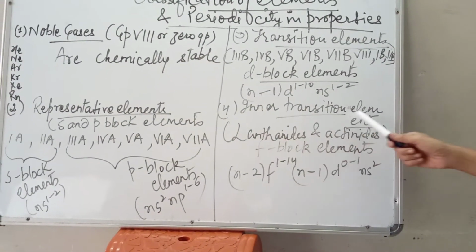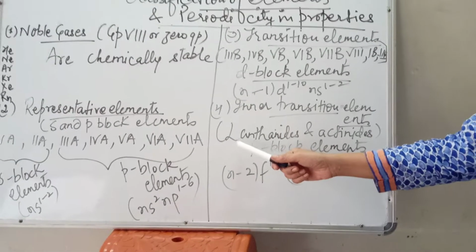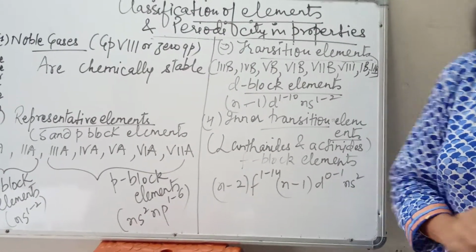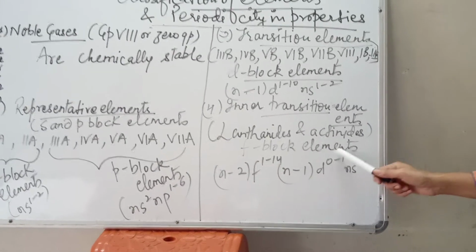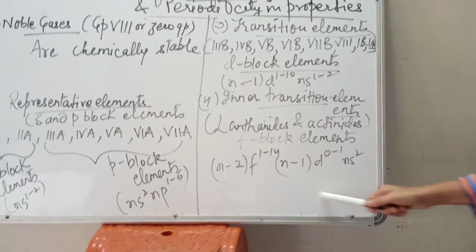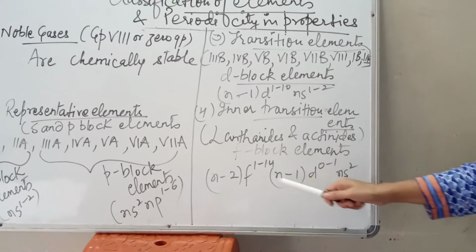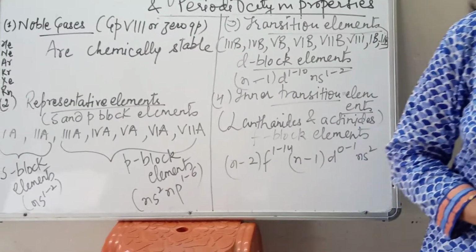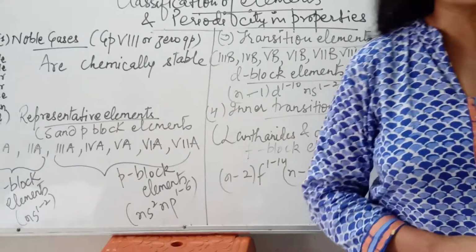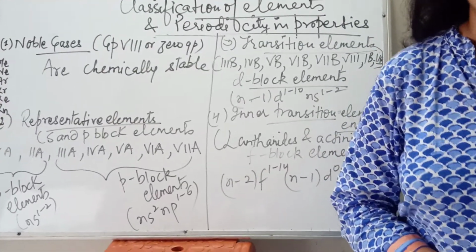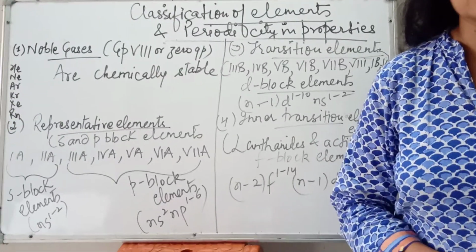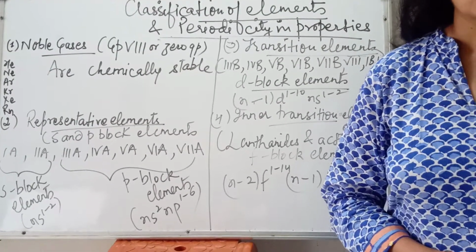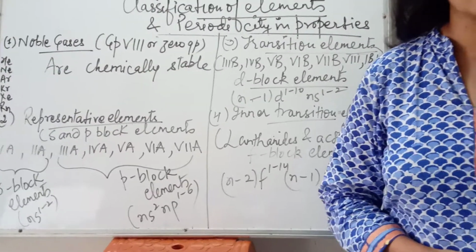Then come to inner transition elements. In inner transition elements come lanthanides and actinides, which are kept outside the periodic table, and these are F block elements. The configuration is this, so you have to learn the configuration. Now lanthanide and actinide ions are usually colored and paramagnetic, and these are also metals, and they easily form complex compounds.